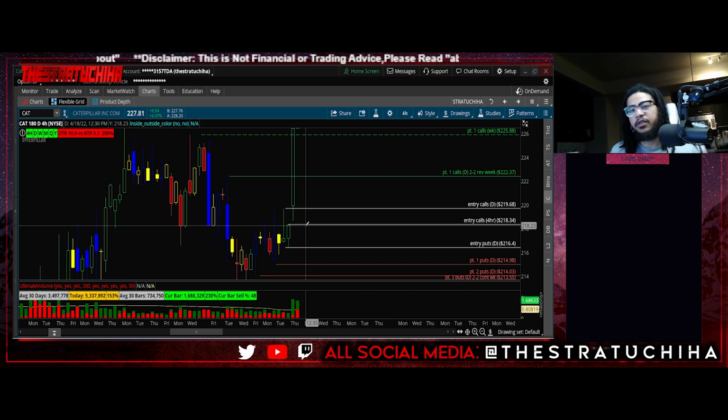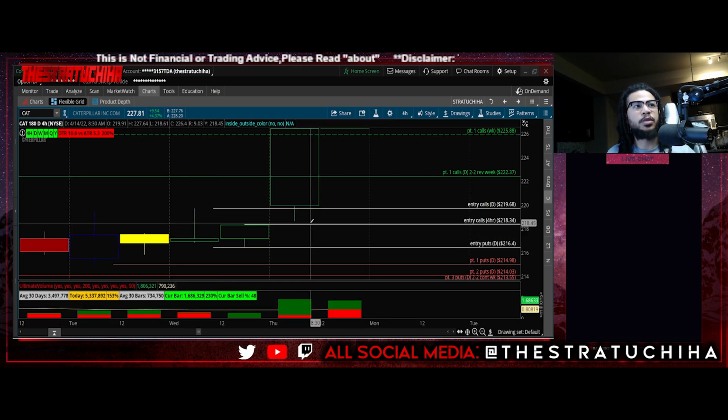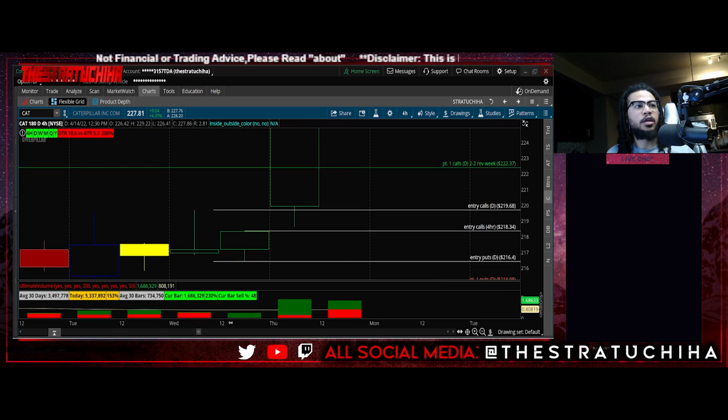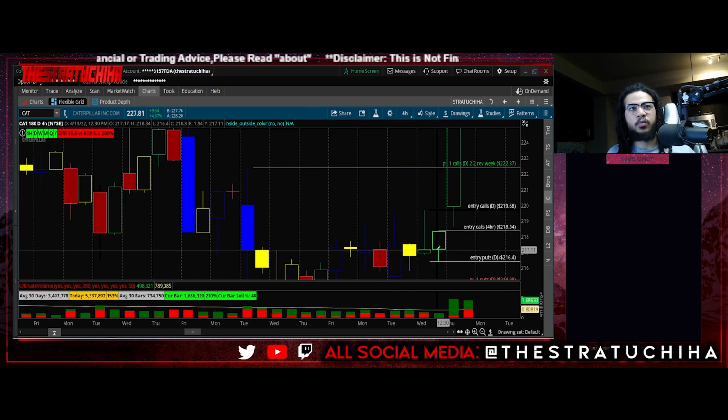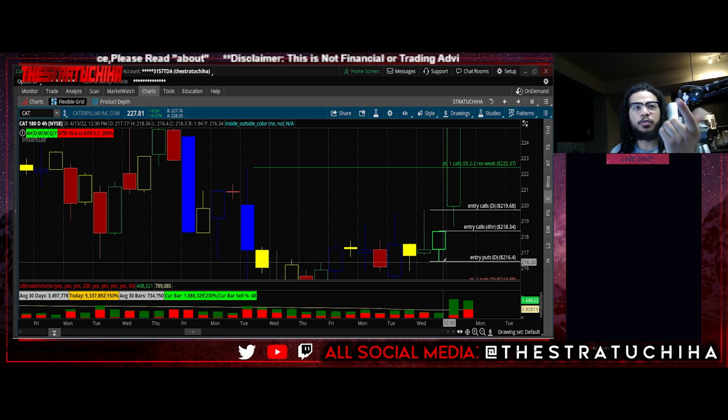That's why, if there is a 4 hour entry, I have it marked. We don't have a 4 hour entry for puts. Why? Because if we zoom in a little bit closer, this is Wednesday. This last 4 hour candle is the low of the day. That's why it's the entry for puts on the day.